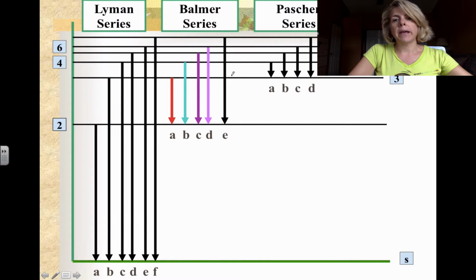And then lastly is the Paschen series. So we're talking about infrared. We start with energy level 5 down to 3, and so on, all the way up to infinity.